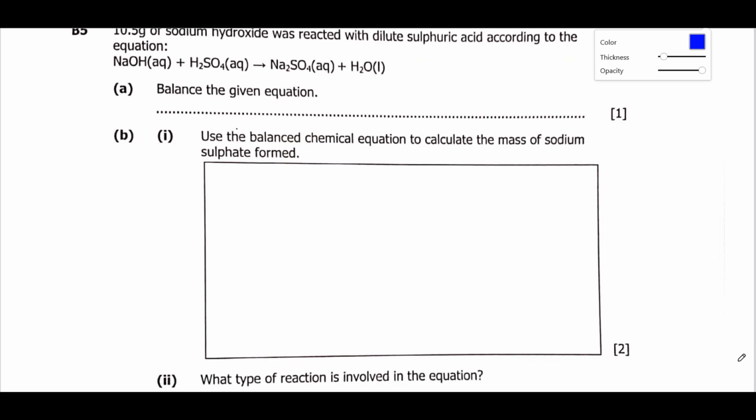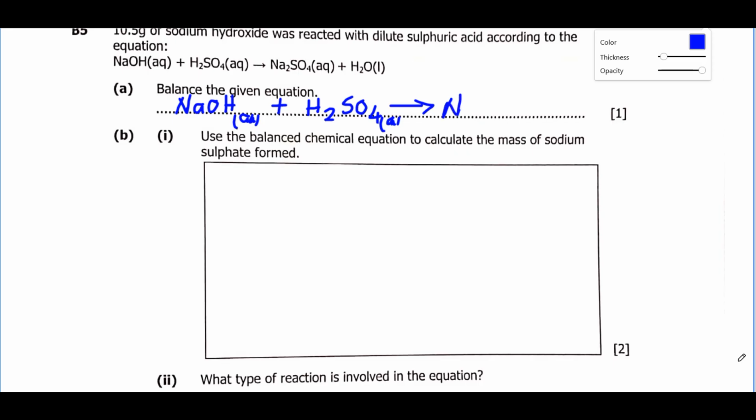So we move on now to question number 5. The question reads: 10.5 grams of sodium hydroxide was reacted with dilute sulfuric acid according to the equation. So we have sodium hydroxide, a base, plus sulfuric acid. The first question is, we are supposed to balance this equation.